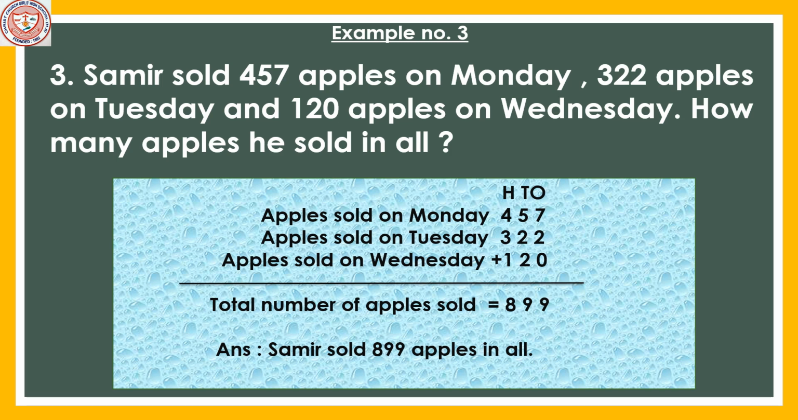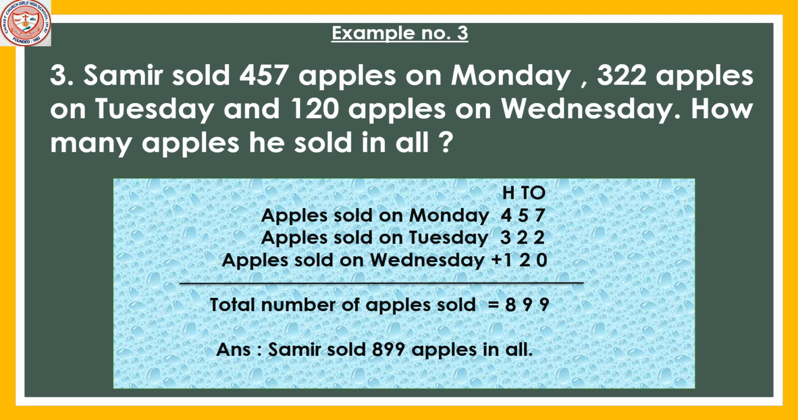Now, the third statement will be apples sold on Wednesday, 120. You have to write 120 according to its place value. Now, you have to give the plus sign before the third number, that is 120. Before doing the addition, write down the fourth statement, and that is total number of apples sold is equals to. Now do the addition.